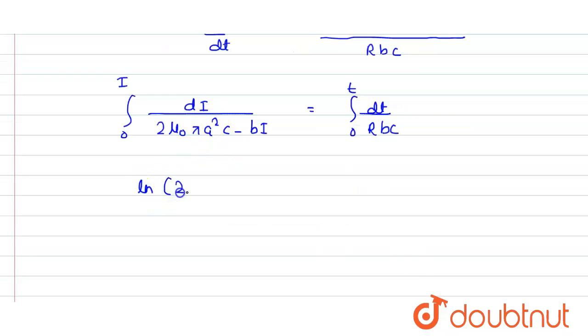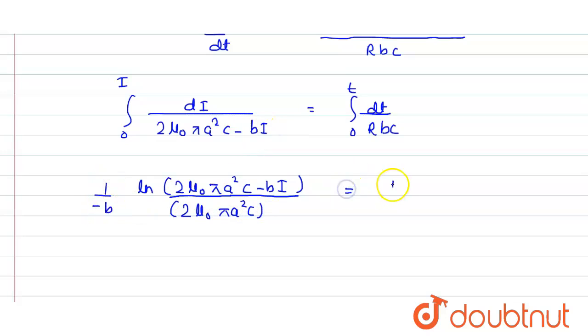So it would be 2 mu naught pi A squared C minus Bi. Now if you put the limit here, the lower limit gives 0 because the upper limit is I, so it would be just the same. So it would be 2 mu naught pi A squared C. Now here there is a coefficient of minus B with I, so it would be divided by minus B. This would be equal to t divided by R B C. So we can see that this B and B would be gone.